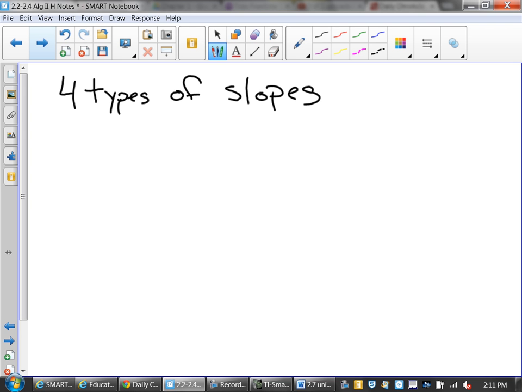Anyway, four types of slopes. What are the four types of slopes? Give me a type of slope. Negative. All right, negative looks like what? Down and to the right? Okay, that's a negative slope. Then what's a positive slope? Like this.